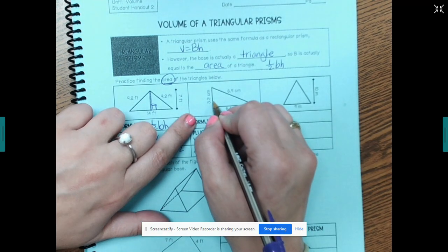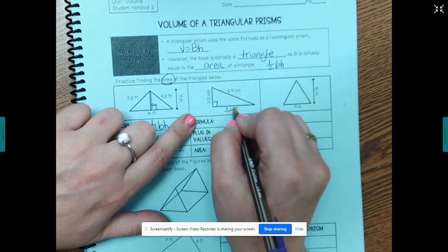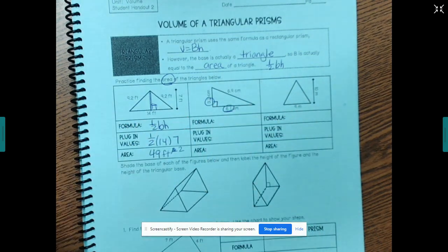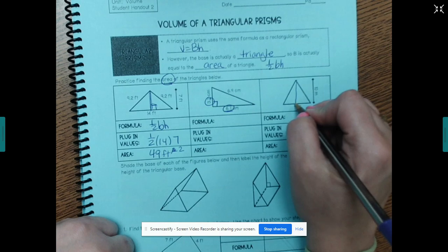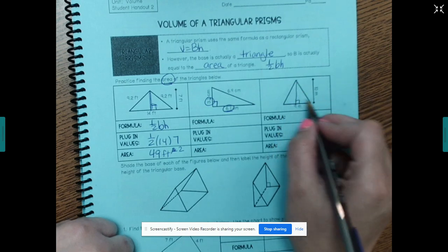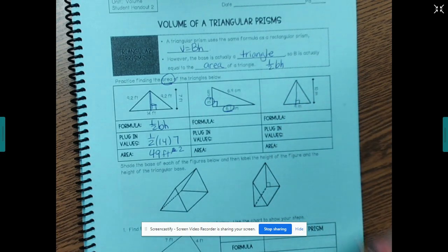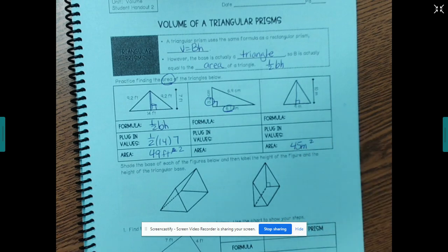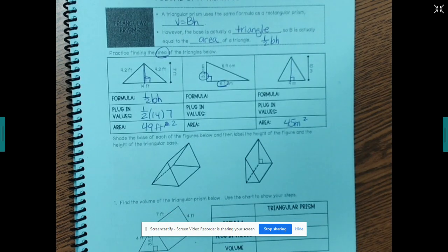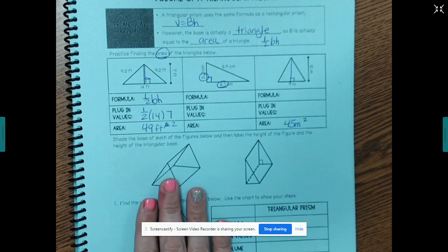For this one, your base and height are your right angle. So that's base, that's height. You multiply them, divide by 2. Here, base, height, 9 times 10, half is 45. So that's just a quick review on how to do triangles. All right, let's do a prism. Well, first it wants us to shade the base.